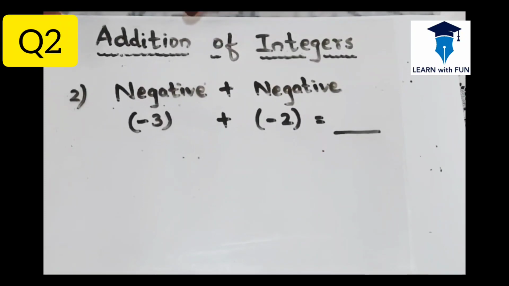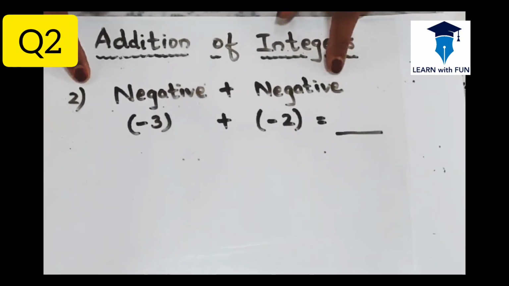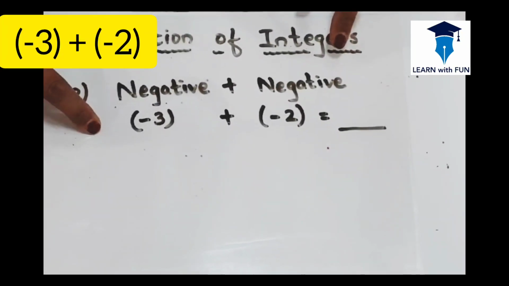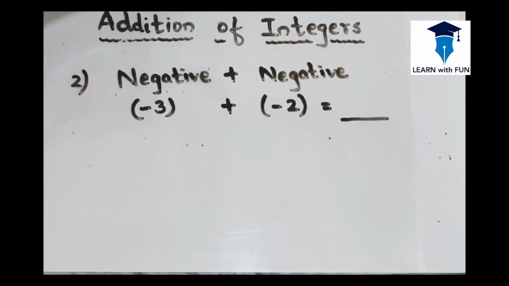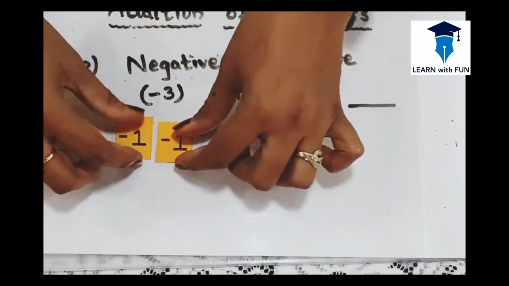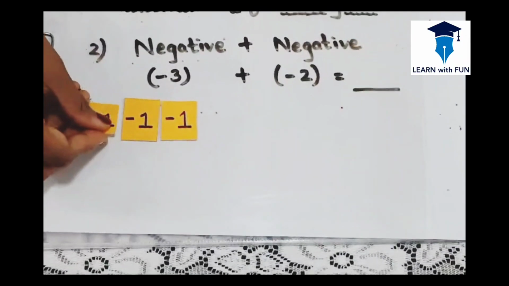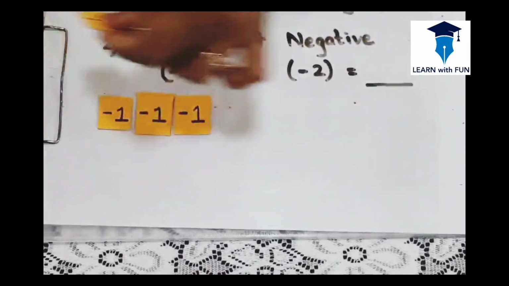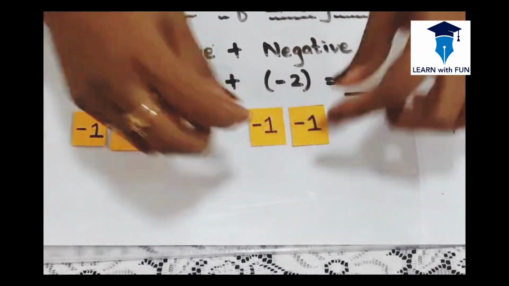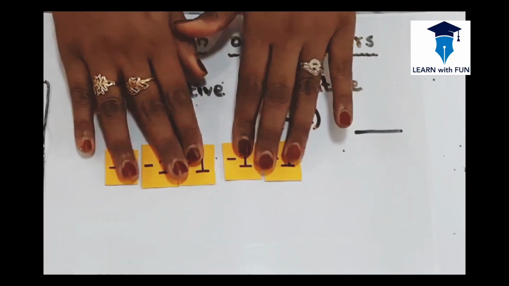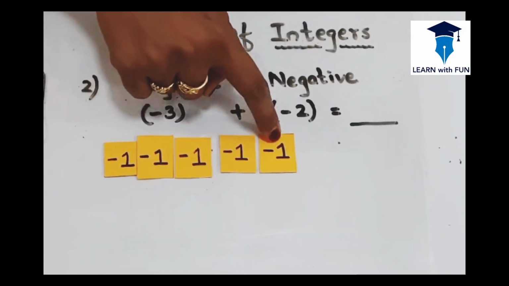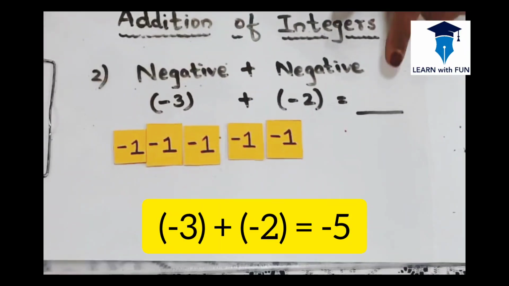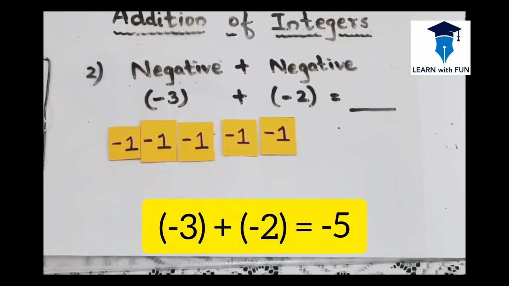Now let us take a second example where we are adding the 2 negative numbers like -3 and -2. So for this we are going to take the negative tiles, -3 and -2 here. So actually when you take them together, what are we getting? -1, -2, -3, -4 and -5. So thus our final answer is going to be minus 5.